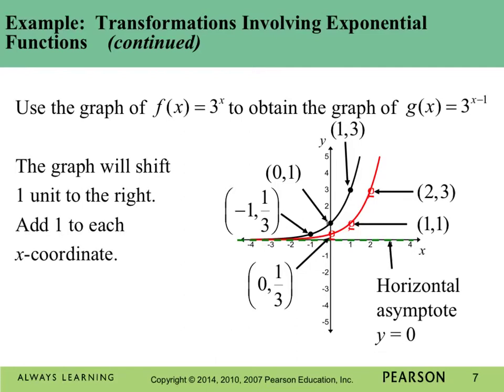So you can see all these points are just shifted horizontally to the right 1 space. And the one in red is our new one. See the transformations? They show up over and over, and it doesn't matter what kind of function that we have, what kind of graph that we have, the transformations still work the same.